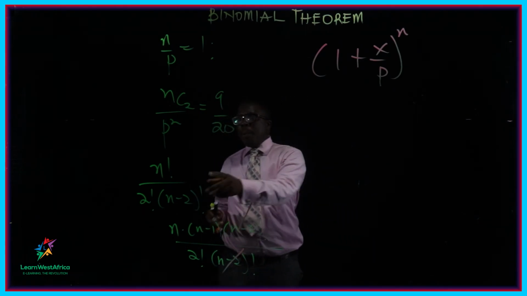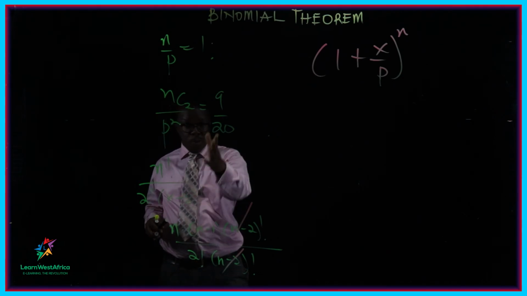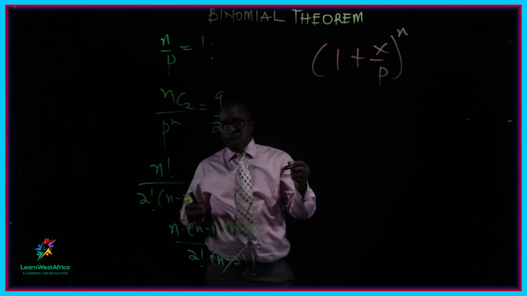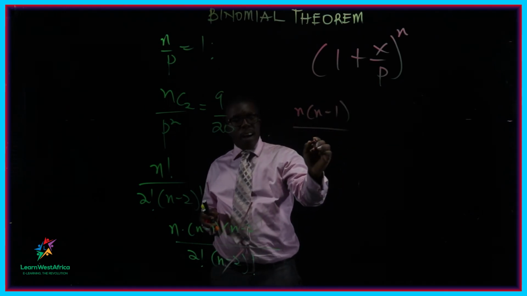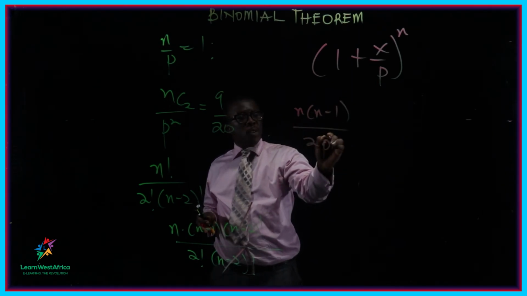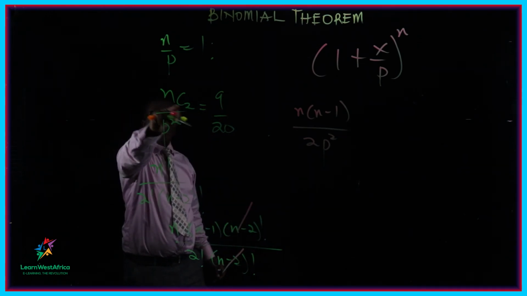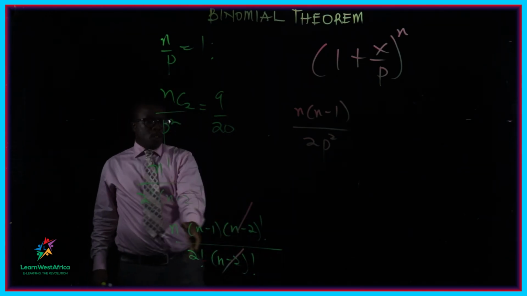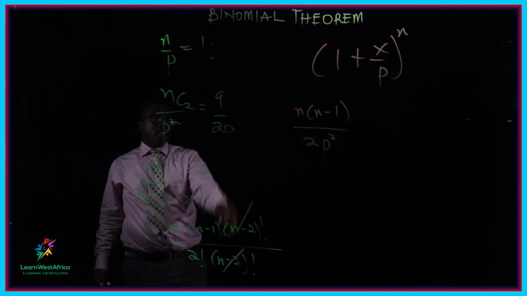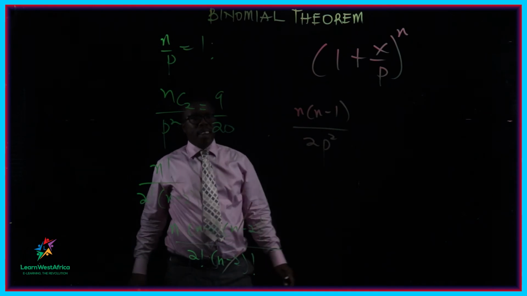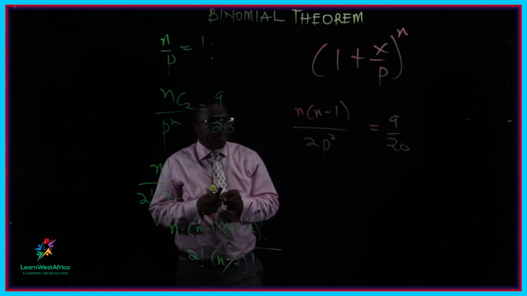Okay, so we can put them together. Our n choose 2 is n times (n minus 1) all over 2, which is 2 factorial, which is 2. So this is going to give us n into bracket (n minus 1) all over 2p squared. Okay, because you have n choose 2 all over p squared, and when you divide that by your p squared, it should give you that. Okay, and we are saying that this should be equal to 9 over 20.